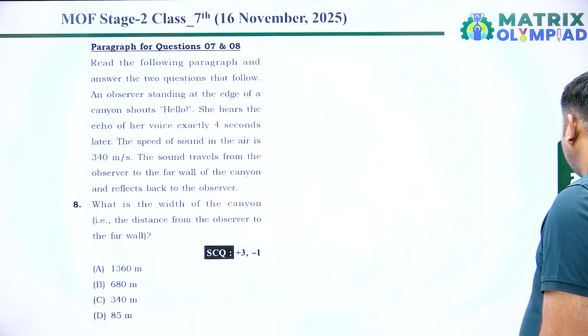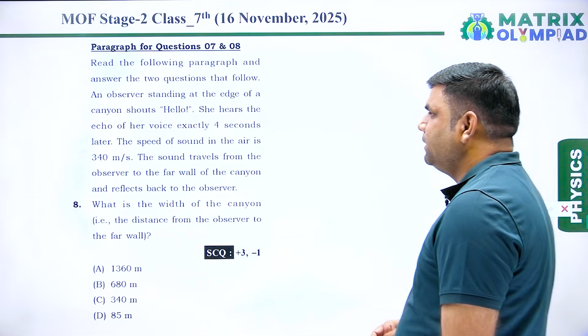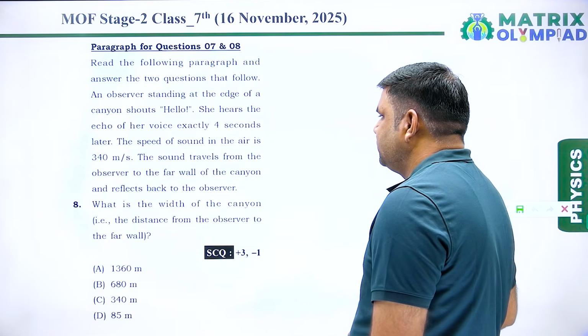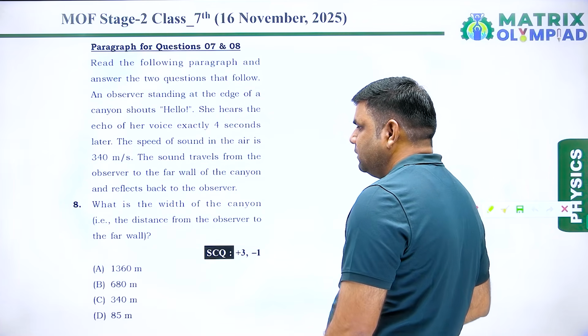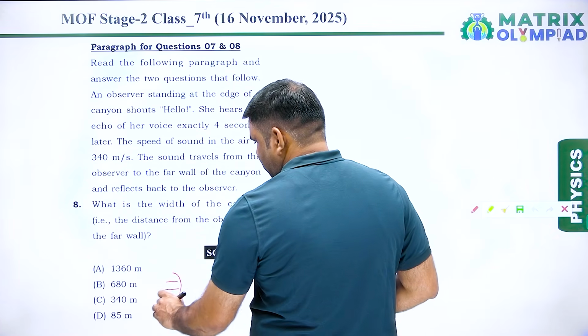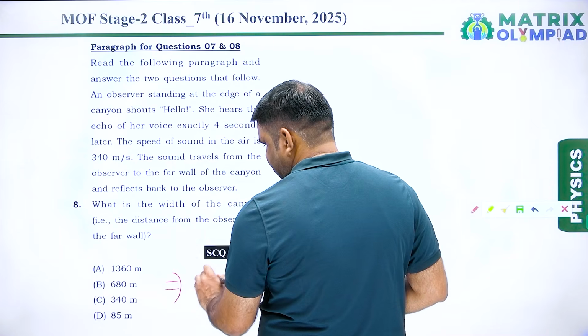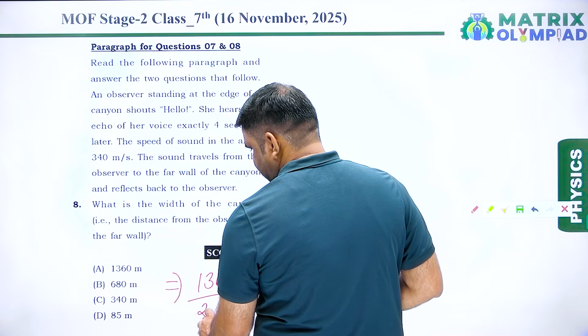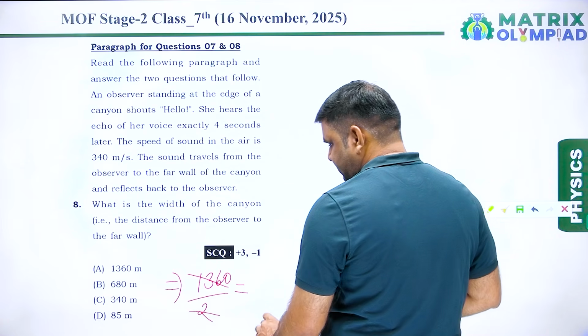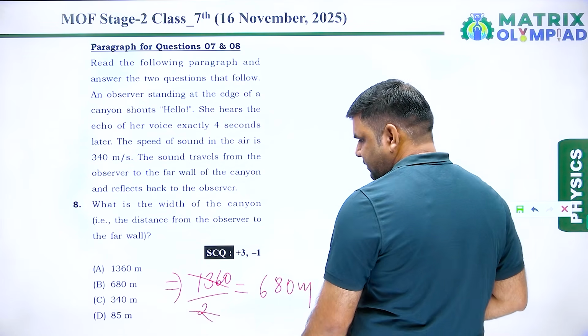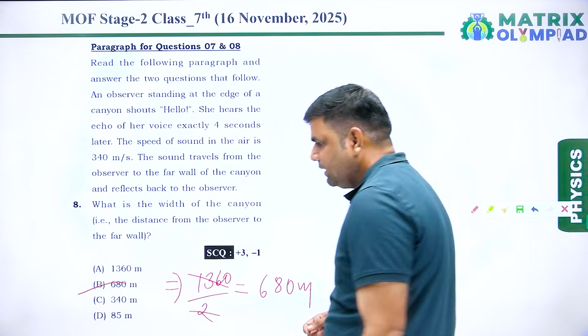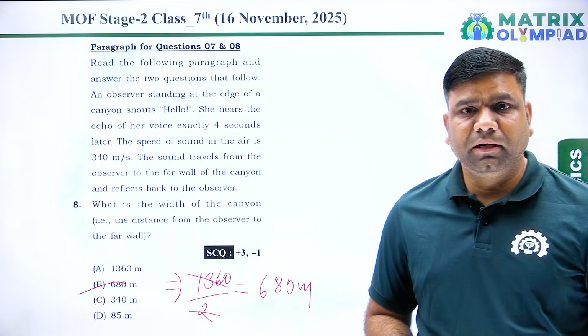That is question number 8. In question number 8, what is the width of the canyon, the distance from the observer to the far wall? The total distance was 1360, so we have to find the one-way distance, that is 680 meter. So B is the correct answer for question number 8.